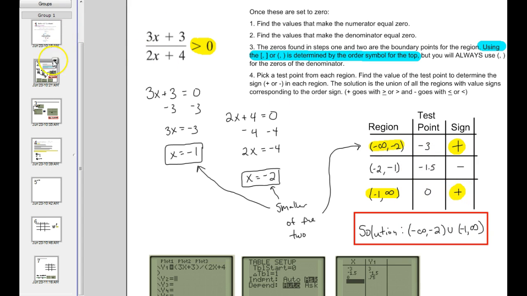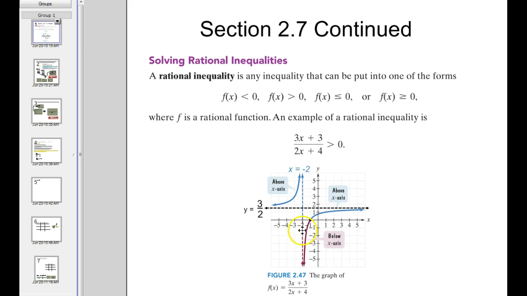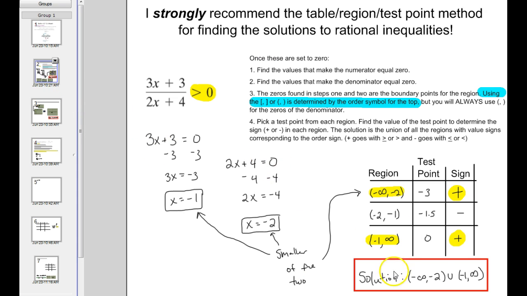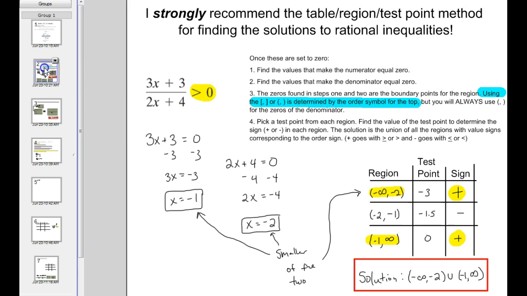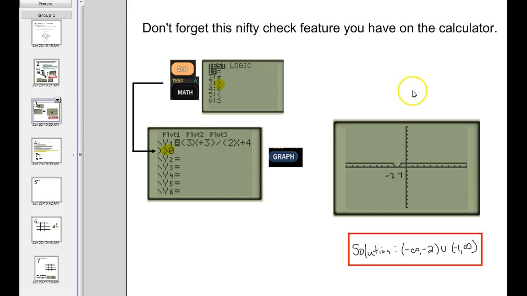Okay, but again, we could have gotten it from the graph if you understand that graphical method. This is above the x-axis, so from negative infinity to negative 2. And then from negative 2 to negative 1, we're below, but then from negative 1 to infinity, we're back above. So we could have gotten that same two regions from looking at the graph, but because of the way graphing calculators do vertical asymptotes and graphs of rational functions, sometimes you can't see that it's going off towards infinity, and you can't see this bottom part. I just strongly recommend you do the table method.